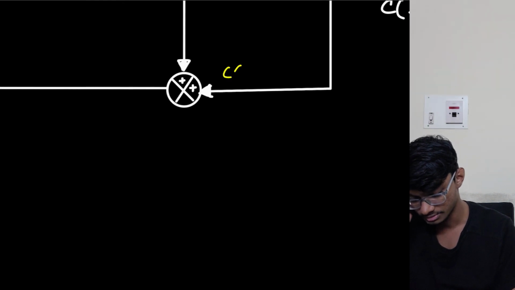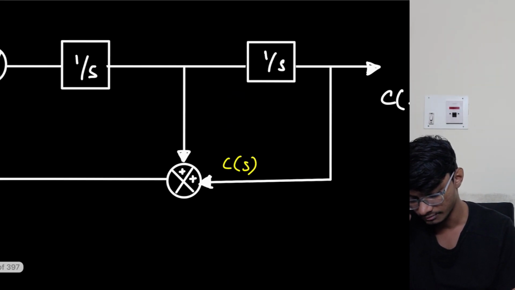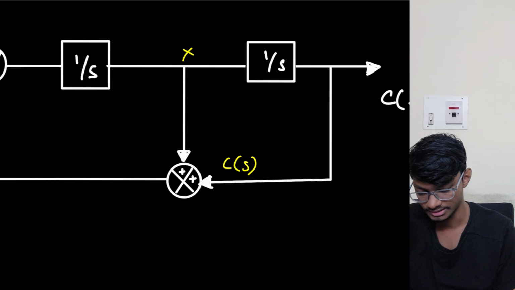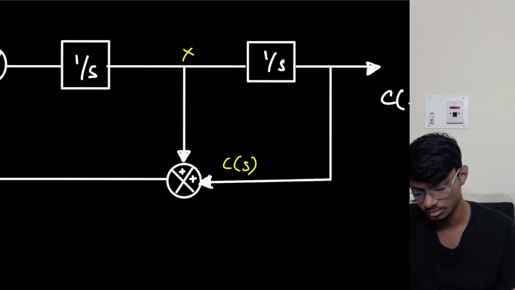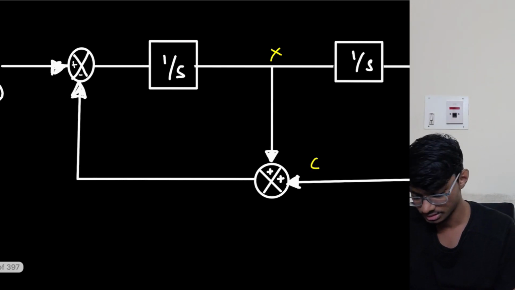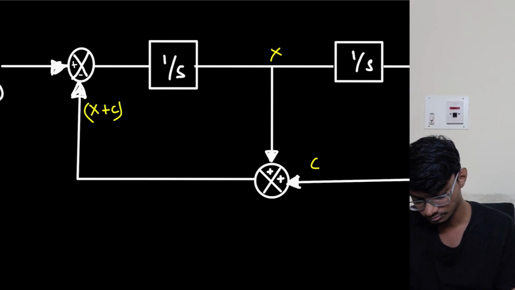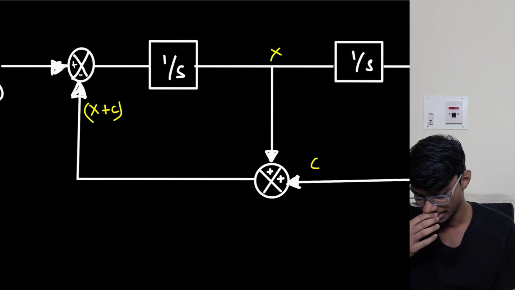Let me write here I have C of S, and here I have, let me name this as X. I will just ignore the S. I will write X here and C here. So what will this become? This will become basically X plus C.